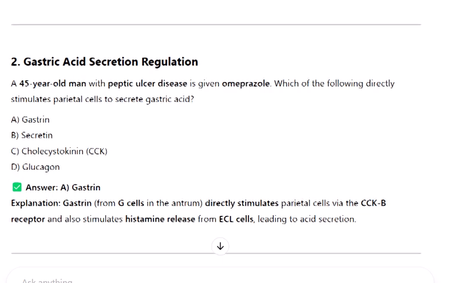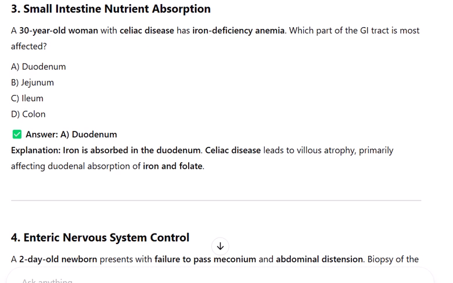3. Small intestine nutrient absorption. A 30-year-old woman with celiac disease has iron deficiency anemia. Which part of the GI tract is most affected? A. Duodenum. B. Jejunum. C. Ileum. D. Colon. Answer A.